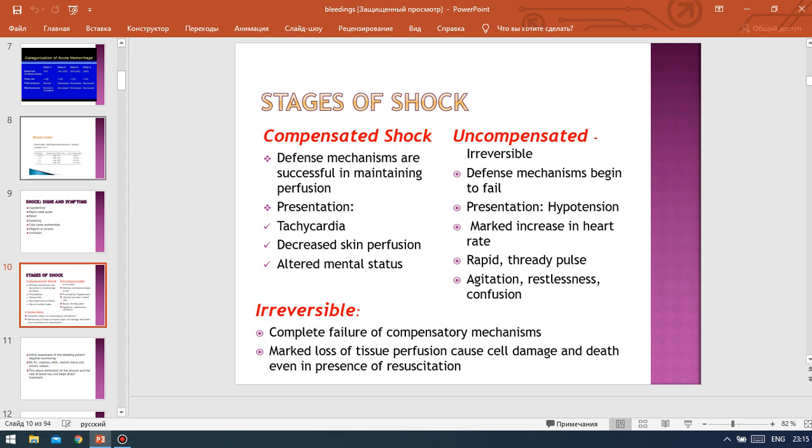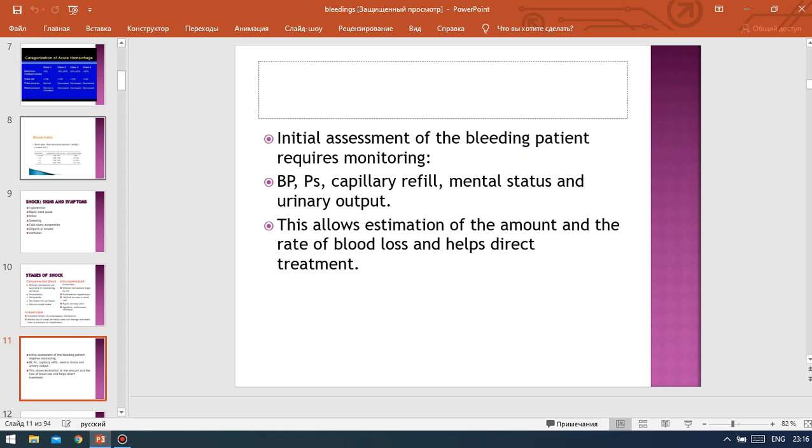And lastly, irreversible shock: complete failure of compensatory mechanisms and marked loss of tissue perfusion cause cell damage and death, even in the presence of resuscitation. We lost the time and we lost so much blood. We can't help this patient.